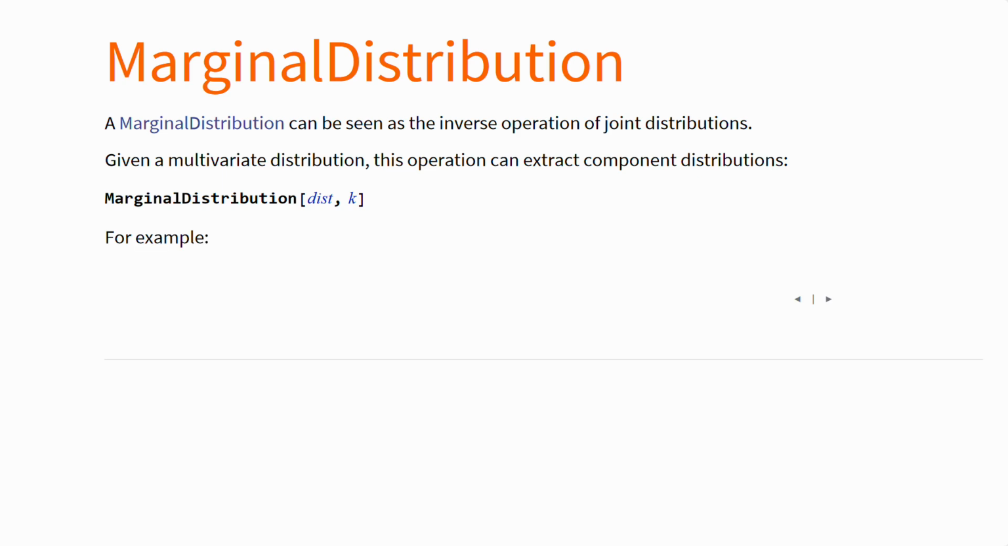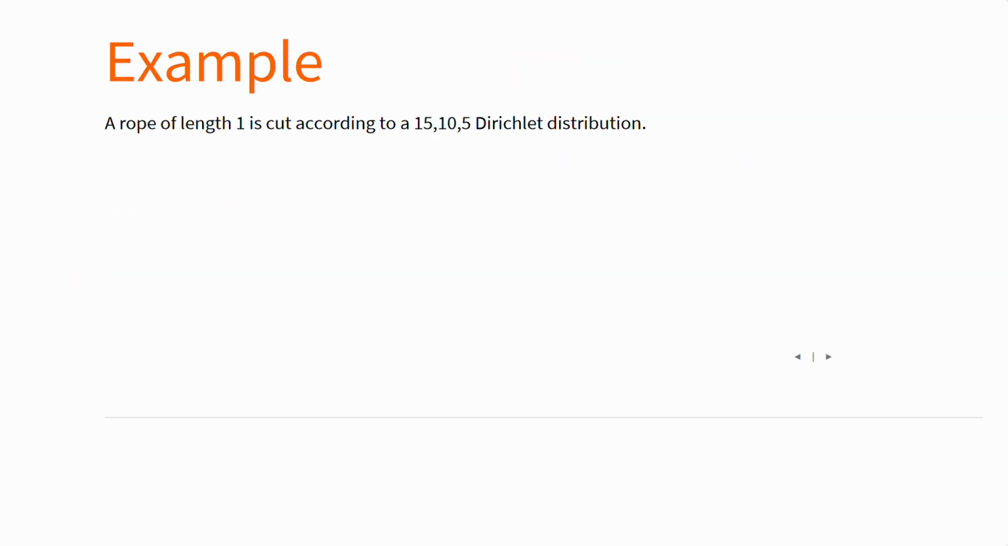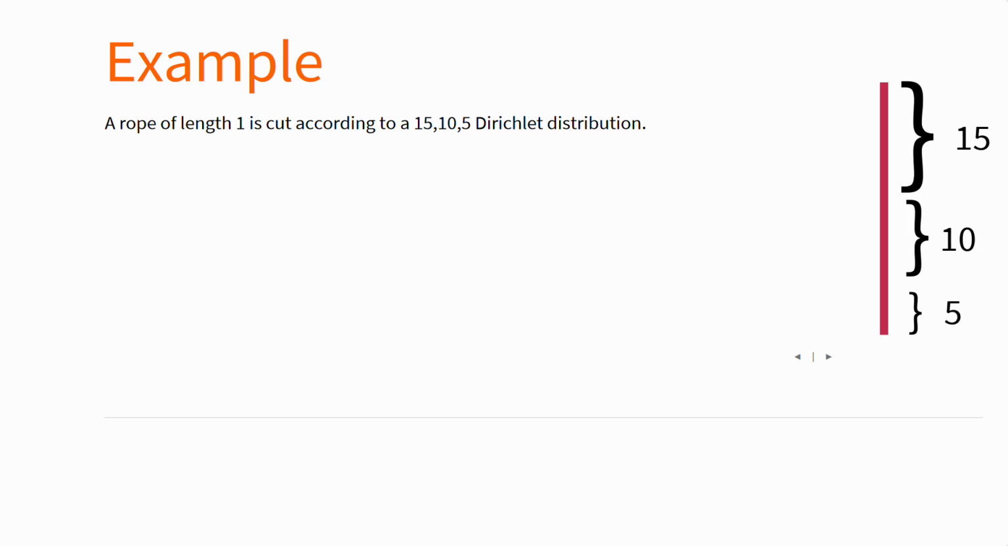For example, the first marginal distribution of a product of 2 Poisson distributions is quite obviously a Poisson distribution. A somewhat underwhelming example. So let's take another one. A string of length 1 is cut according to a 15-10-5 Dirichlet distribution. What's the expected proportion of the first part of the rope?